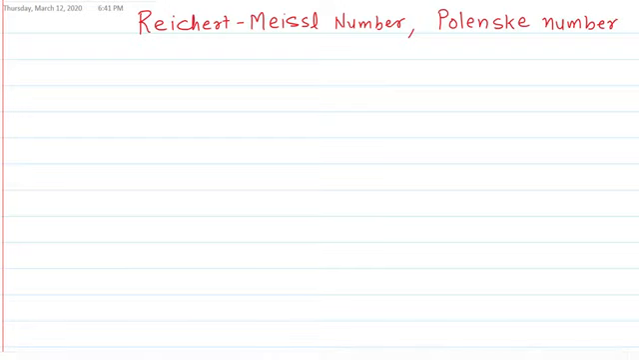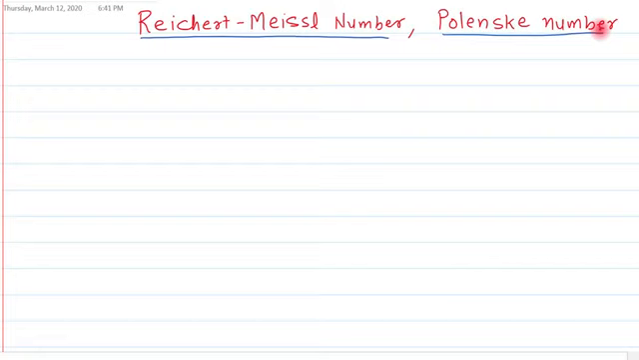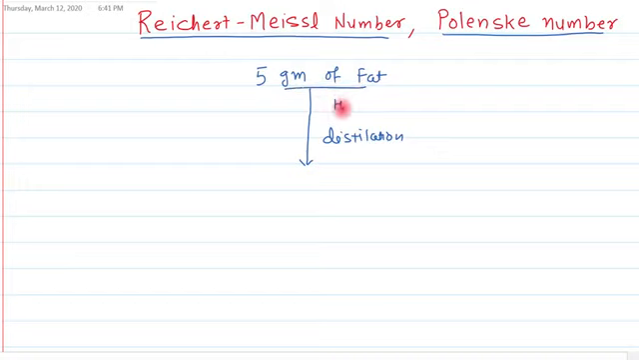In this video tutorial, I am going to discuss Reichert-Meissl number and Polenske number. Now to understand this, suppose you have 5 grams of fat. If you break it down, that means hydrolyze this fat, and then you do the distillation. The first step is you hydrolyze this.